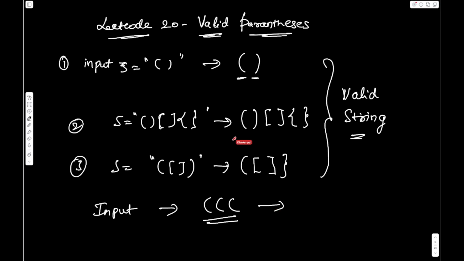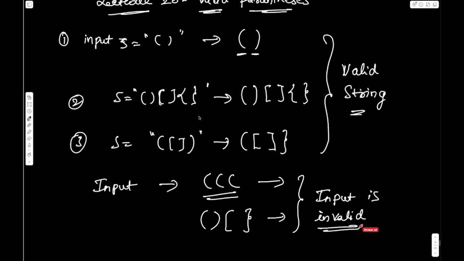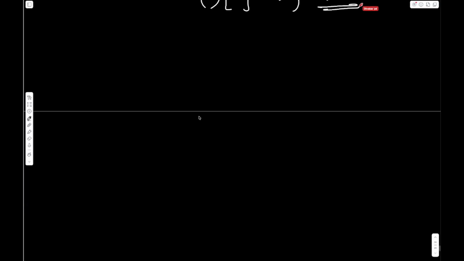Let's see some other example. Let's say one got opened, then was closed by a curly bracket, so it's an invalid string. Something like this is invalid. So how do we check if a string is valid or not? How do we build an intuition for how to solve this particular problem?